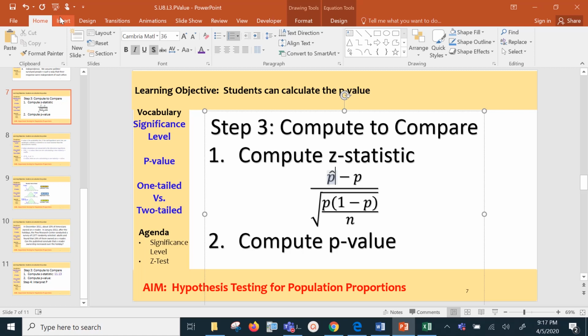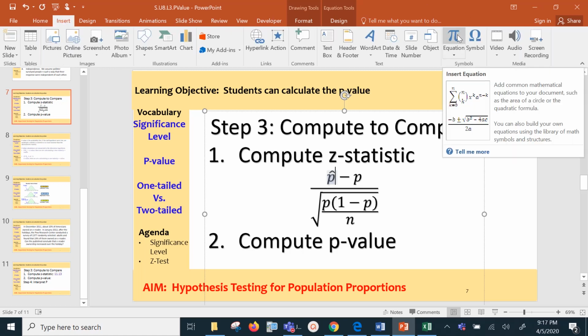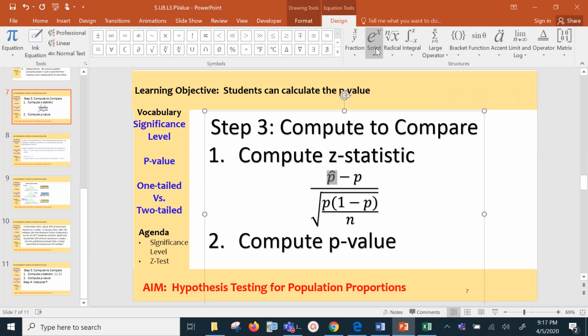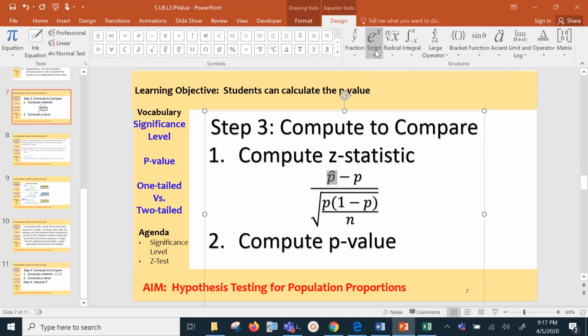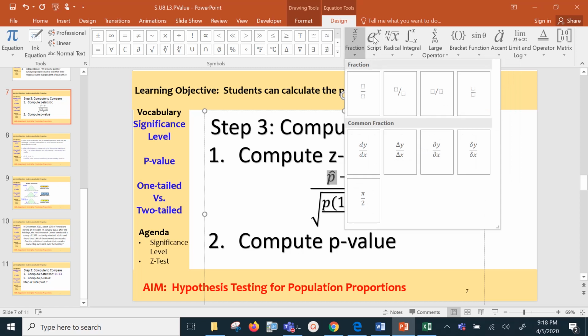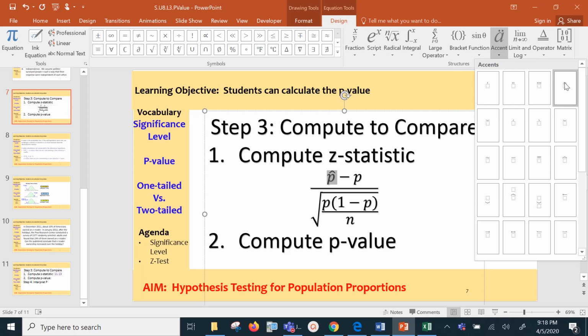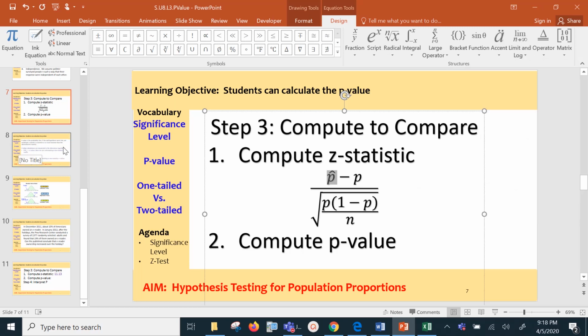all Microsoft products have it. You go to insert and you go to equation and you press this button. It's a bunch of equations, but you want this equation, so that way you can edit it. Here are the fractions and the subscripts. Fractions are here, subscript is here, and if you want an accent like the p hat, it's right here. But don't go nuts, guys. But do show your steps.